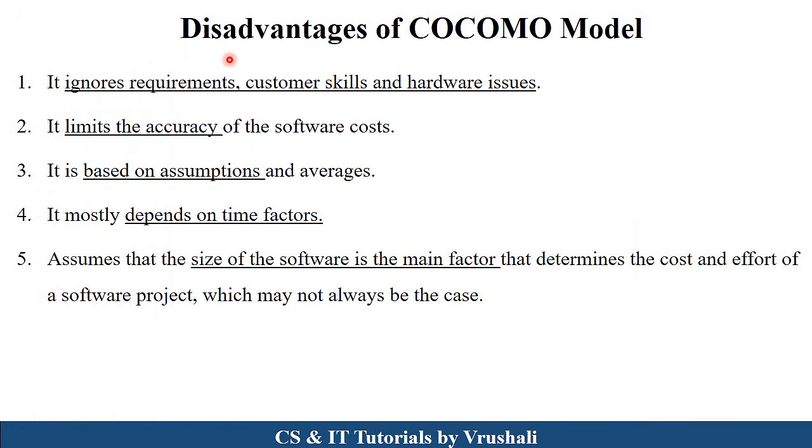Now, the next thing is disadvantages of the COCOMO model. Basically, the COCOMO model depends completely on the size or lines of code in a particular project. That's why it ignores requirements, customer skill and hardware issues, and there are very limited accuracy levels in a particular project because it depends on the size of the project. It is completely based on different assumptions and depends on different time factors. These are the disadvantages of the COCOMO model.